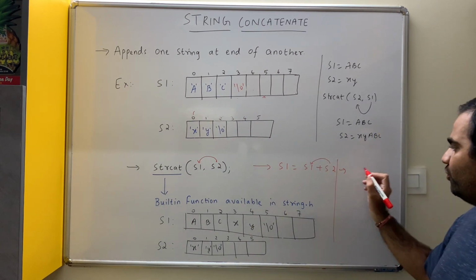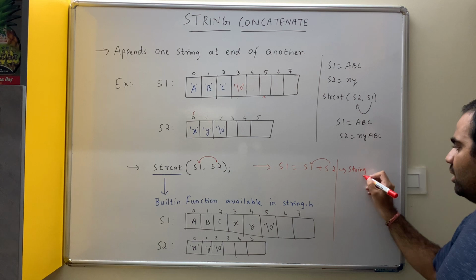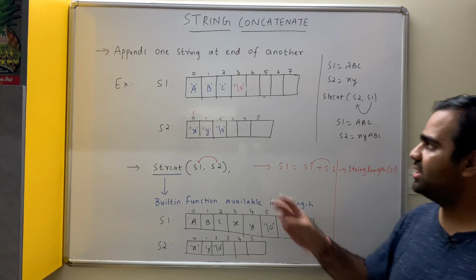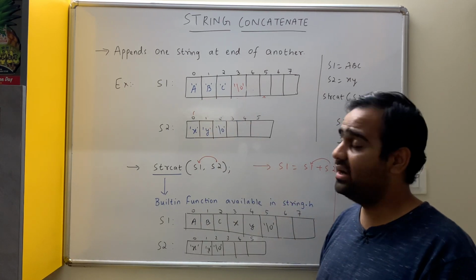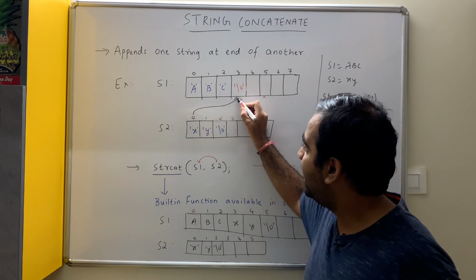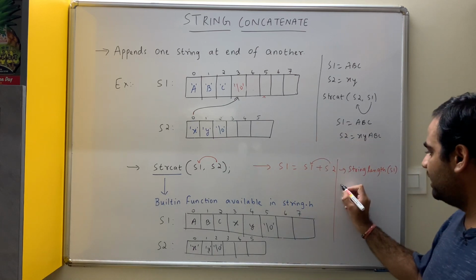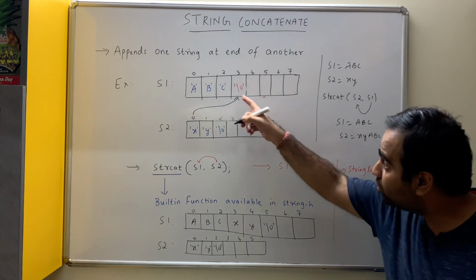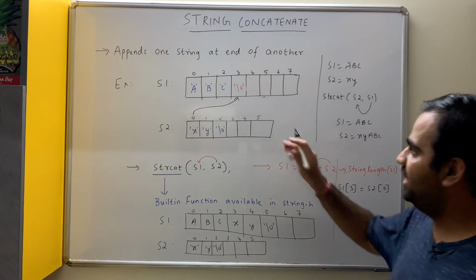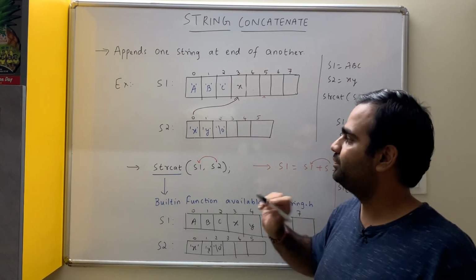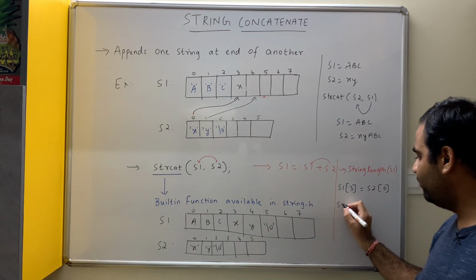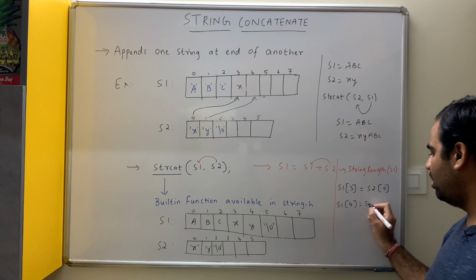What is the first step? You find string length of S1, or whatever is the first parameter. Now what is string length of S1? It is 3. That means from index 3 we should go on copying. We take S2 of 0 and copy at S1 of 3. Hence S1 of 3 with respect to this example gets the value of S2 of 0. That means this is where X is written. Now you take this Y and write it at S1 of 4. Therefore S1 of 4 gets the value of S2 of 1.